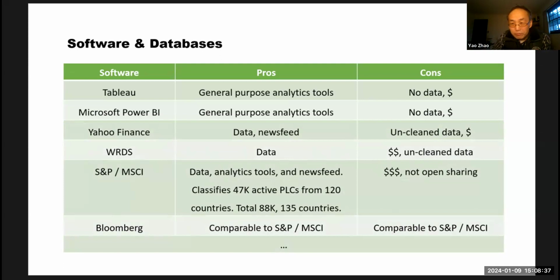Now, clean data, which is also ready to use, is provided by Standard & Poor's or MSCI and Bloomberg. They provide data. They also provide analytics tools and newsfeed. The data is ready to use. For example, S&P classifies 47,000 active publicly listed companies from 120 countries, and totally they have about 88,000 companies. Many of them, of course, are private companies, not listed.